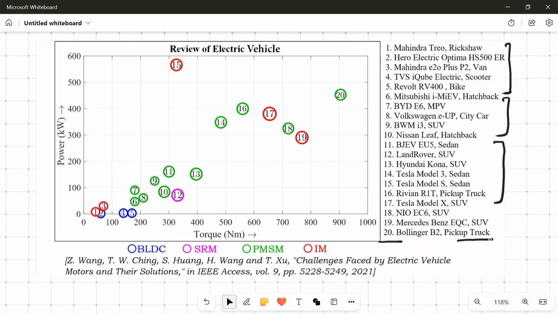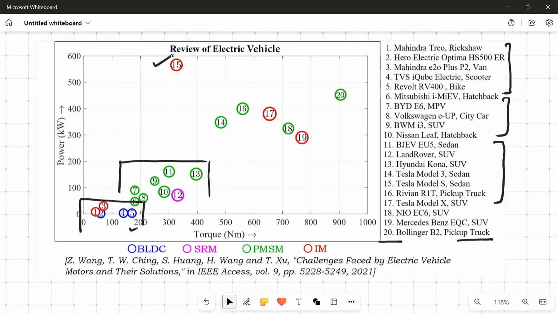What we find is that for the 2-wheelers and 3-wheelers, the power level is confined up to 50 kilowatt and torque is confined up to 200 Newton meter. If we talk about the 4-wheelers, which are in the moderate power level range, the power is confined up to 200 kilowatt and torque goes up to 400 Newton meter. We have some high-end cars where the power may go up to 600 kilowatt while the torque is restricted up to 400 Newton meter.